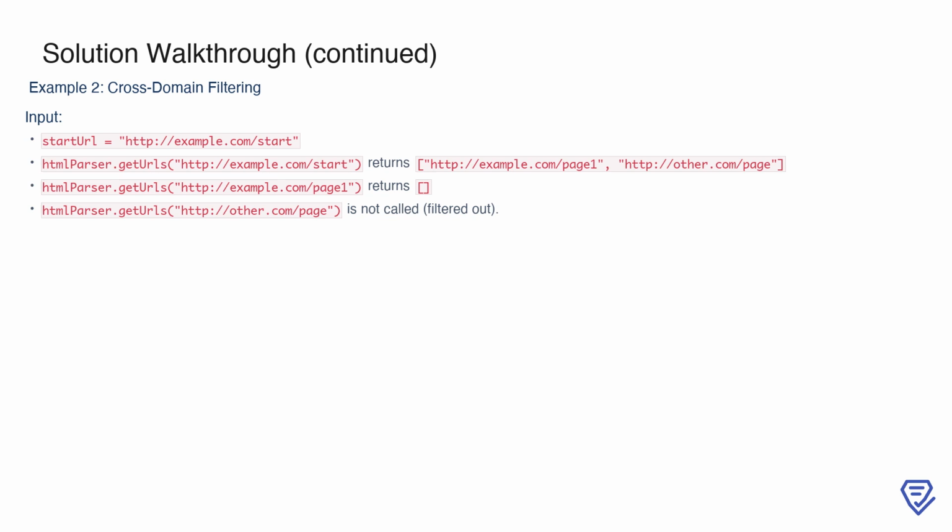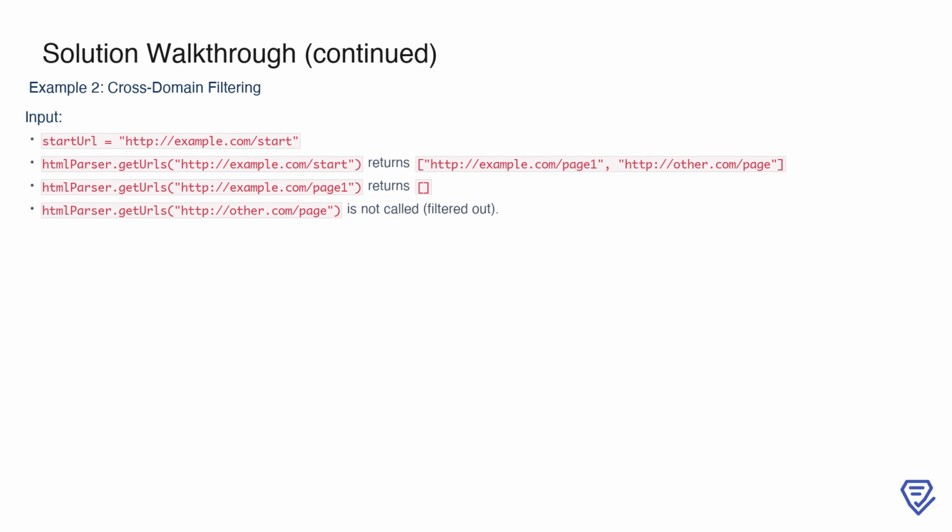Starting at http://example.com/start, the HTML parser.getURLs method reveals two links, one to http://example.com/page1 and another to http://other.com/page. Since our crawler is restricted to the domain example.com, only the first link is considered valid. http://example.com/page1 is enqueued for processing, while the cross-domain link is ignored entirely.